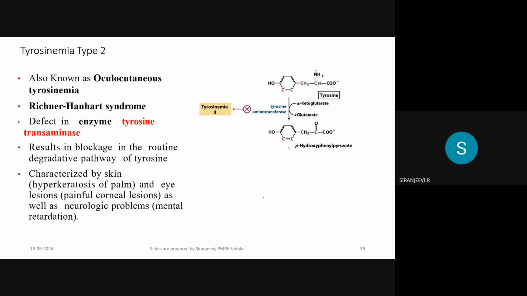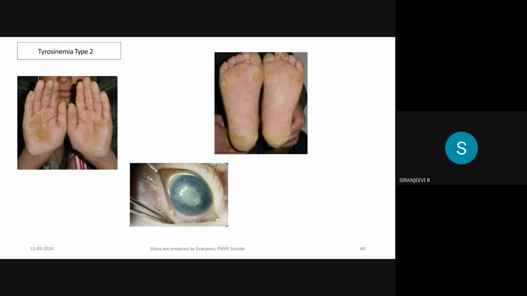And second is tyrosinemia type 2, which is also known as oculocutaneous tyrosinemia, and it is otherwise called Richner-Hanhart syndrome. What happened here? The enzyme tyrosine aminotransferase, the enzyme where tyrosine is converted to para-hydroxyphenylpyruvate, is deficient. So this leads to a blockage in the routine degradative pathway of tyrosine, and it is characterized by skin hyperkeratosis of the palms and then eye lesions, as well as neurological problems.